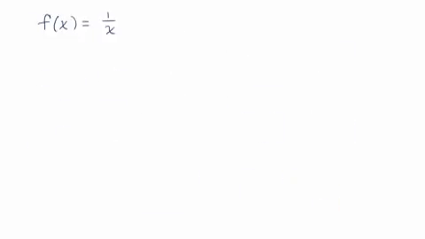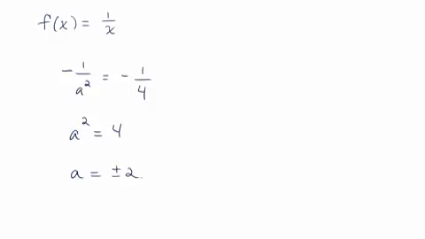Part B would like to know, where does the slope equal negative 1/4? So we're going to set our slope expression, which we just found to be negative 1 over a squared, equal to negative 1/4. And we can see that the only way this is a true statement is if a squared equals 4, therefore a equals plus or minus 2. So there are two values of a such that the slope of the tangent line is equal to negative 1/4.